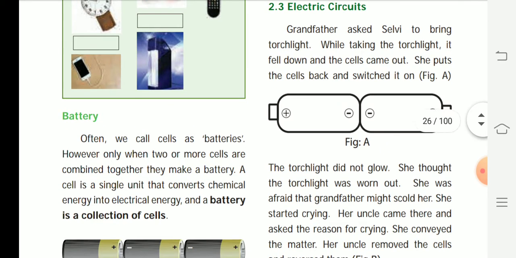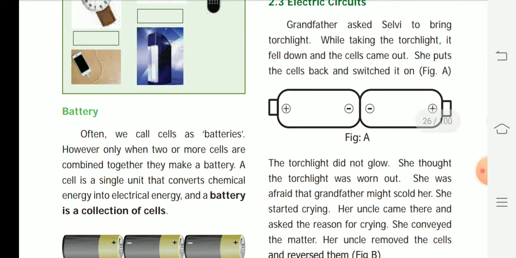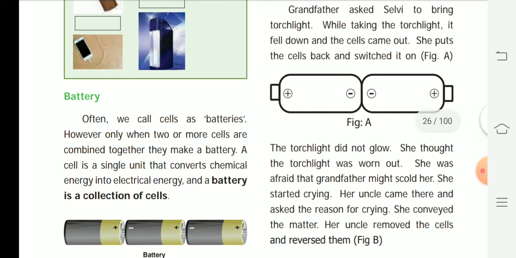She thought the torchlight was worn out. She was afraid that grandfather might scold her. She started crying. Her uncle came there and asked the reason for crying. She conveyed the matter. Her uncle removed the cells and reversed them.